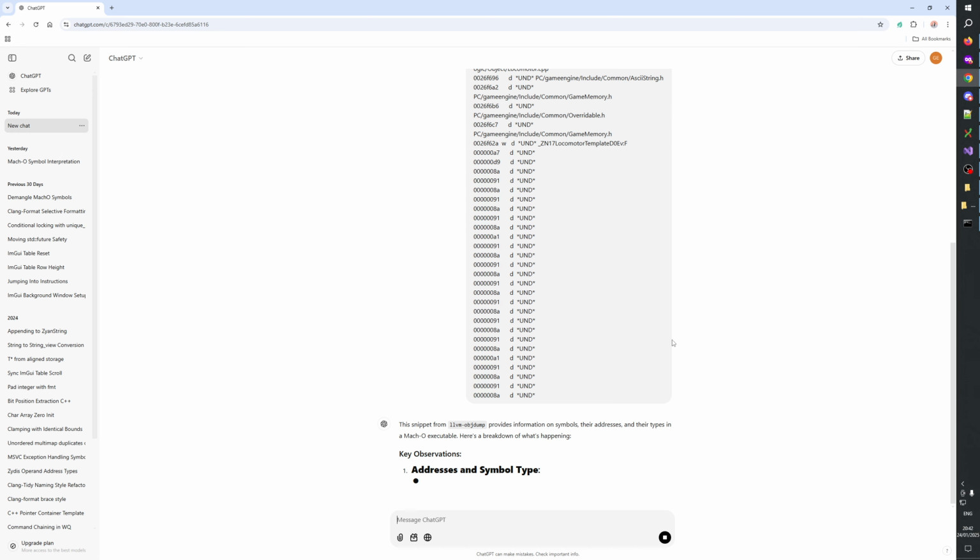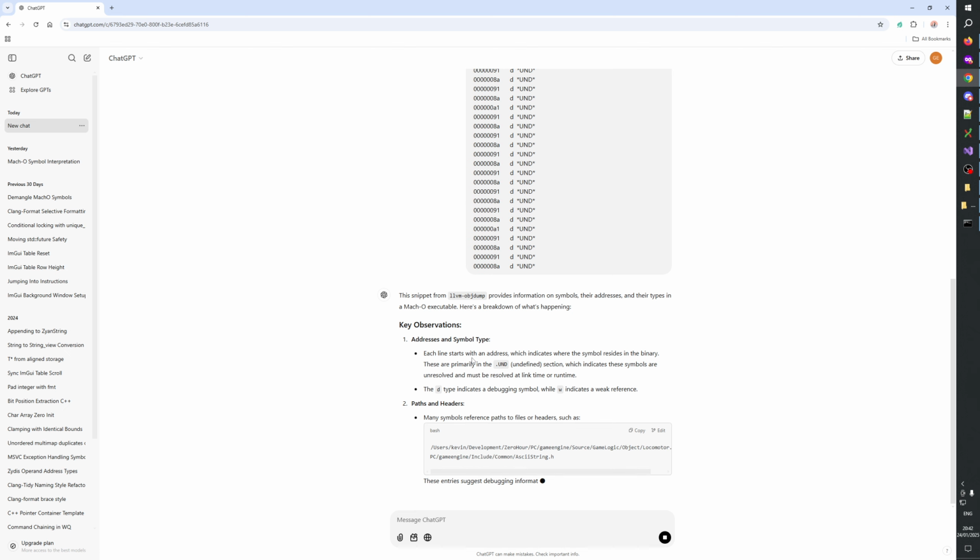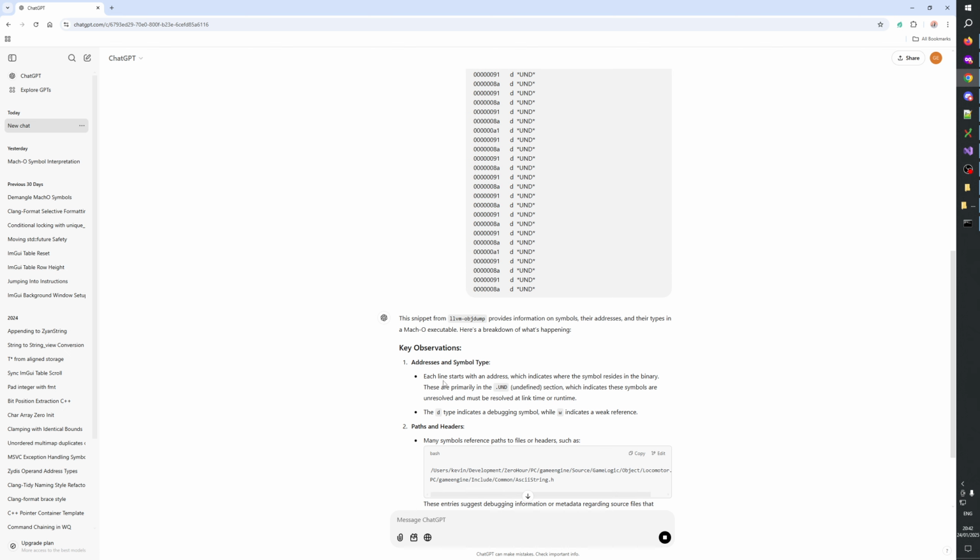Let's see. The snippet provides information on symbols, their addresses, and the types. Key observation: addresses and symbol type. Each line starts with an address, which indicates where the symbol is set. This is not correct. Like, this is something else. This is not an address. These are primarily in the undefined section, which indicates these symbols are unresolved and must be resolved at link time or runtime. The D type indicates a debugging symbol, while W indicates a weak reference.